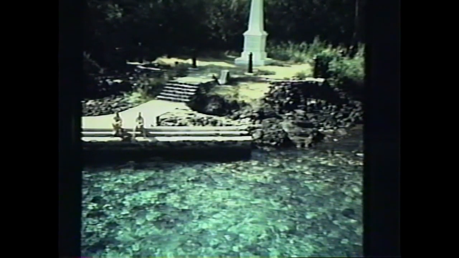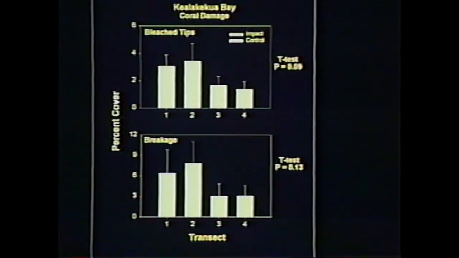And their study has just been finished, and to cut to the chase on the study, they found no significant differences between areas that had lots of snorkelers and areas that had relatively few snorkelers. So you might say, well, okay, what does that say? But what they did find was that there was a difference. It just was not significant at this point. This was a two-year study. So this graph, if you look at the high bars, you can see those are the areas that had higher numbers of snorkelers.